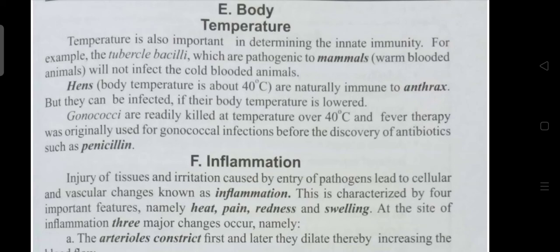Hens are naturally immune to anthrax. But they can be infected if their body temperature is lowered. If the body temperature of hens decreases, they can get anthrax. But since the normal body temperature of hens is 40 degrees Celsius, they are immune to anthrax.